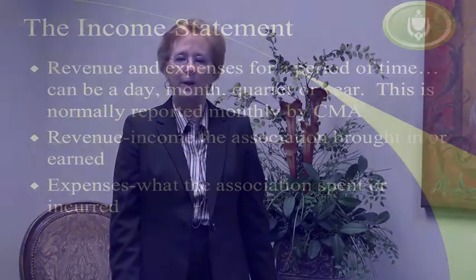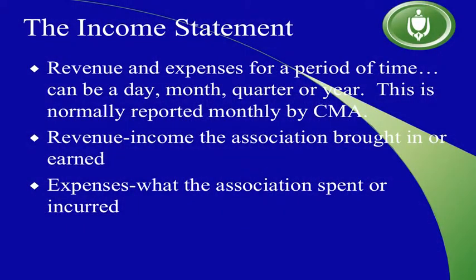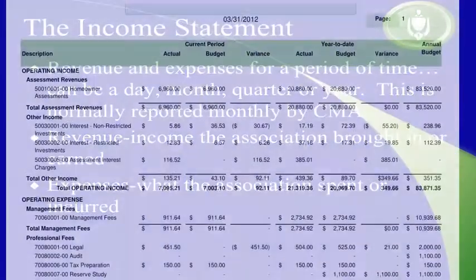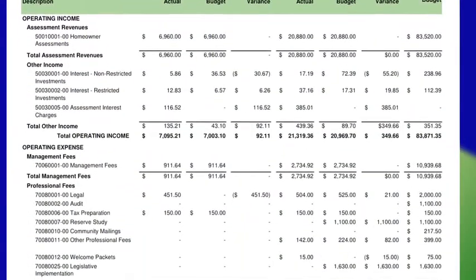The next statement that we will talk about is the income statement. The income statement represents the revenue and expenses of the association, and it can be for any period of time, a day, a month, a quarter, a year. You as a board member will receive a monthly financial statement from CMA. The revenue represents the income that the association has earned for that month, and the expenses are what the association has incurred for that same monthly period.